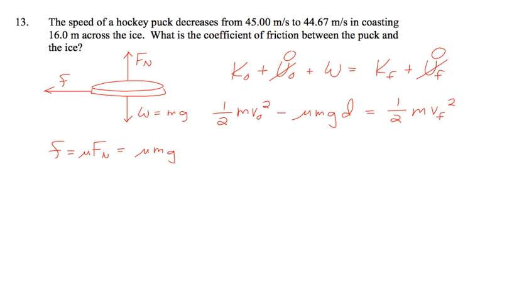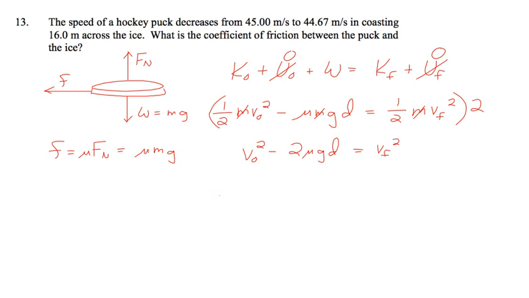A couple things I can do here: the mass is in every one of them, so the mass cancels out. And with this fraction, I'm going to multiply everything by the least common denominator, which is 2. So this is going to be Vo squared minus 2 mu g d equals Vf squared. And if I rearrange this to solve for mu, I'm going to move this to the other side. Doesn't matter which way I do it. Then I'm going to divide by the negative 2, the g, and the d to get mu by itself.